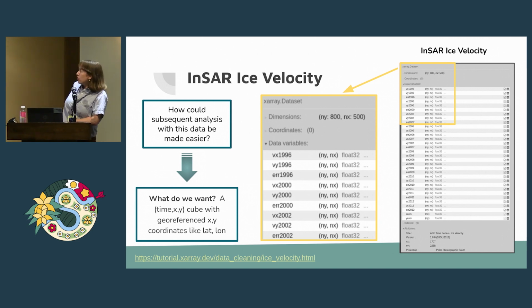And you can see that we have 2 dimensions, ny and nx, we have no coordinates, and then we have 32 data variables. But when we look at it, that is more than we expect, right? We're not looking for 32 observables here. But when we look at it, we can see that we have Vx, Vy, and an error variable for each year contained in the dataset.